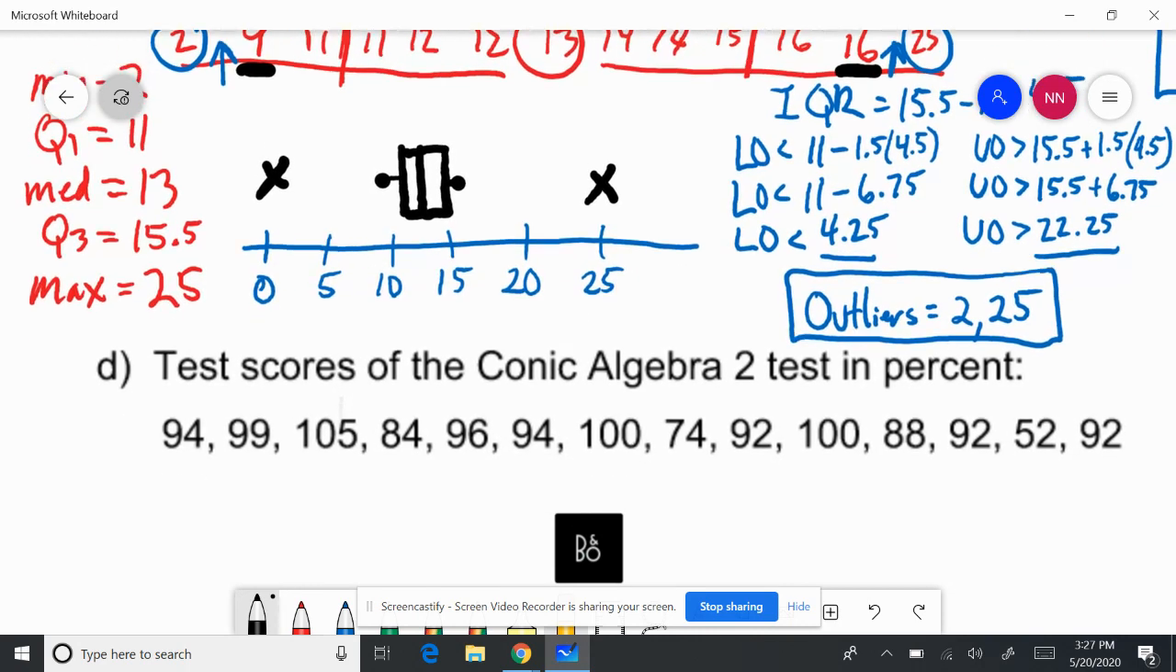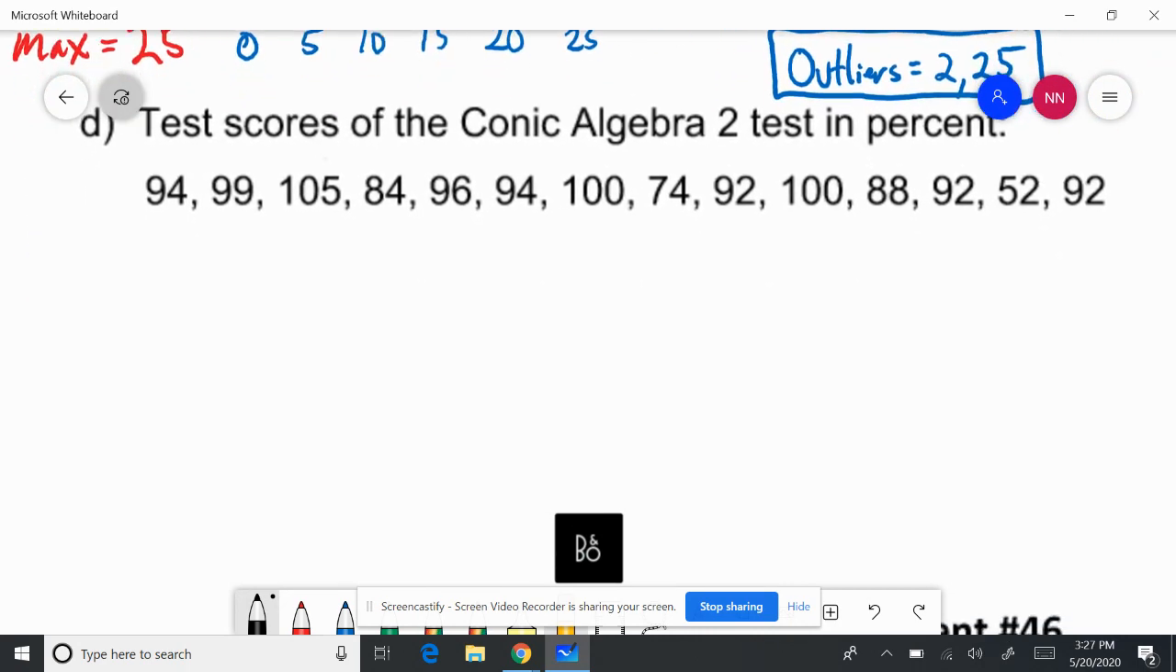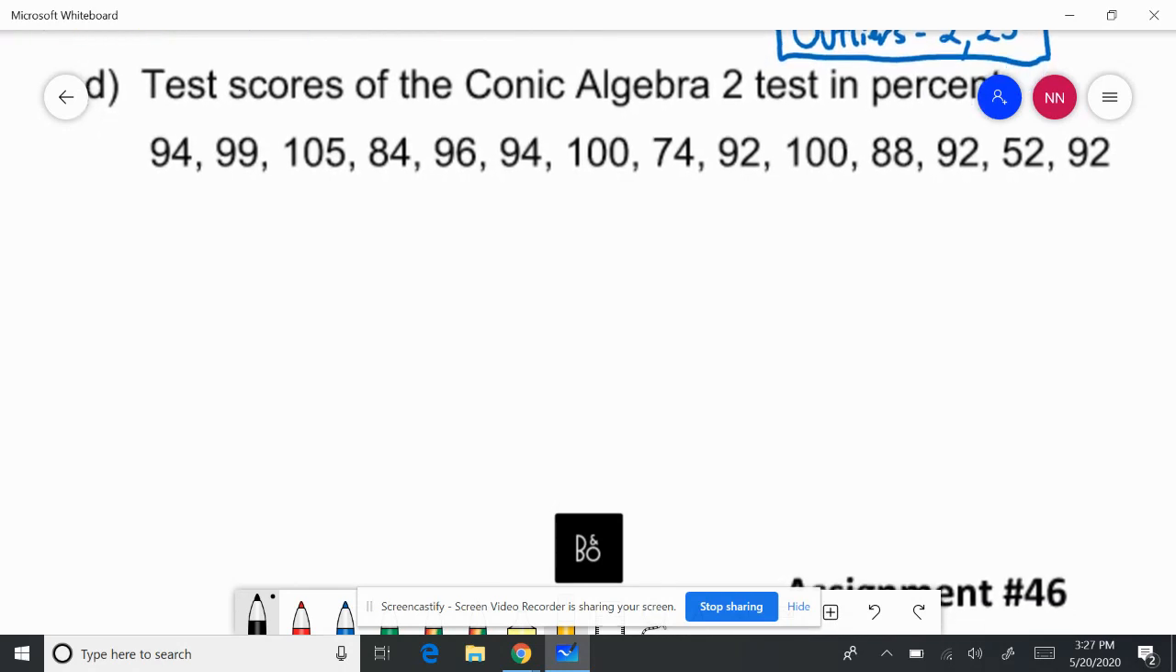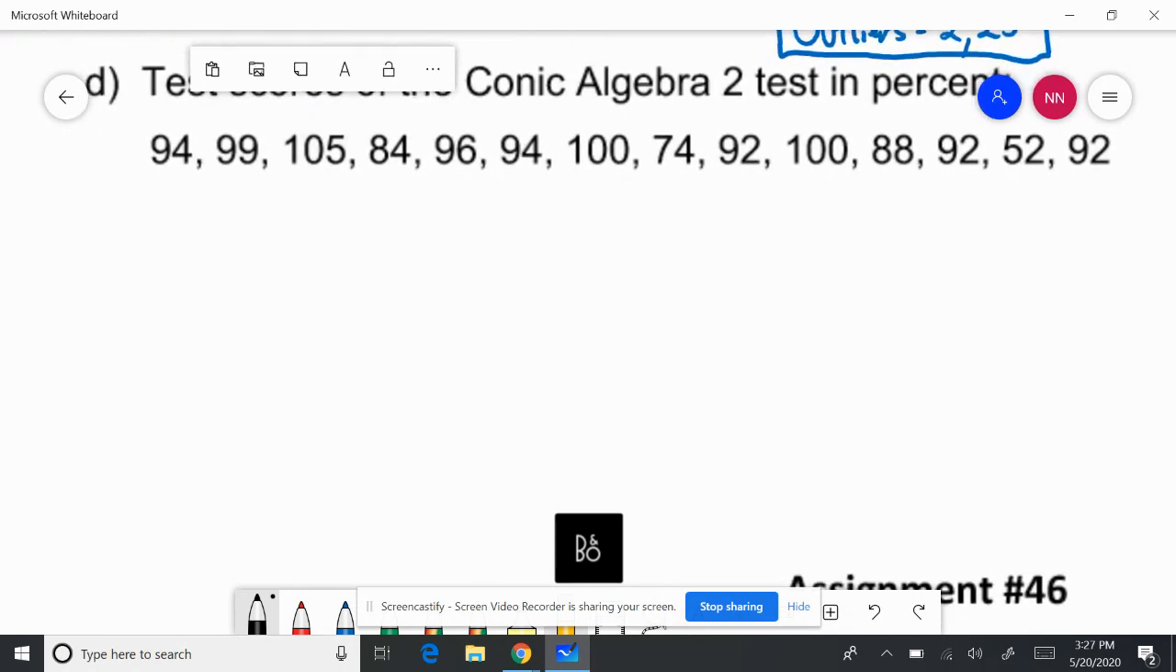Now looking at letter D, this is a word problem. Remember, the only difference with word problems is that we actually have to label. So before we do any labeling, we're going to put the numbers in order. So we're going to start with our least value, which is 52. Then we have 74.